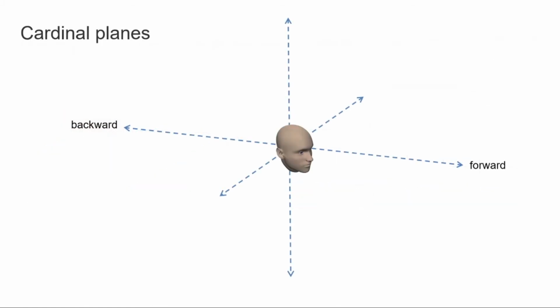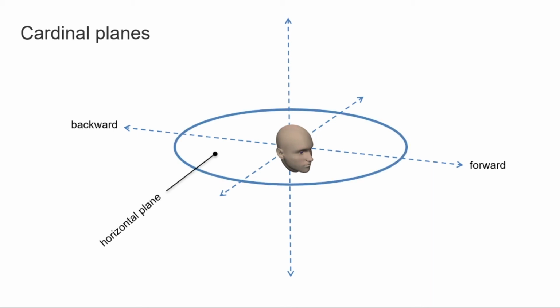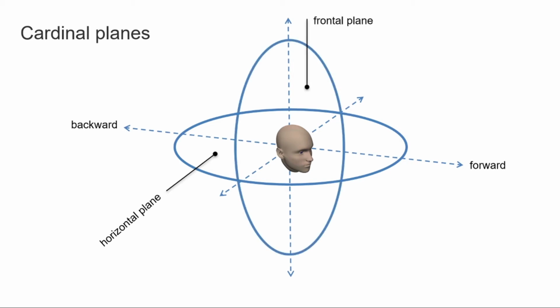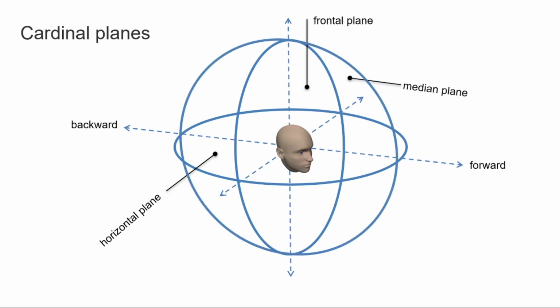It is useful to look at the symmetry planes relative to the head. These planes are the horizontal plane at the ear height, the frontal plane dividing the front side to the back side at the ears, and the median plane dividing the left and right side front to back.